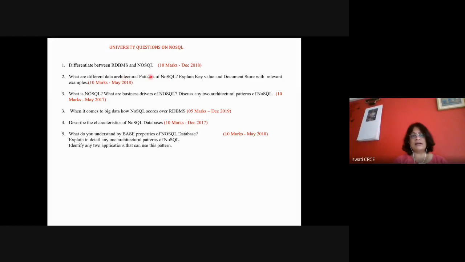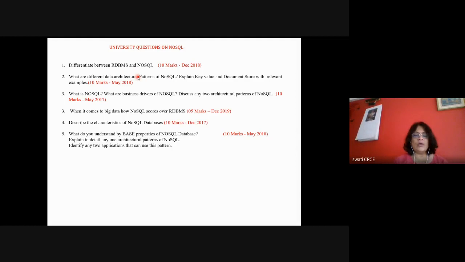Like, what are the different architectural patterns, key-value and document store? Then, what are the business drivers, that is volume, velocity, variability, agility, and discuss any two architectural patterns. Here 5 marks are from the first part of the syllabus and 5 marks from the second part. Are you understanding? I'm just telling you that I have divided the NoSQL chapter into two different parts. The first part is about the general information of NoSQL, and the second part is about the types of NoSQL, and types are nothing but architectural patterns.